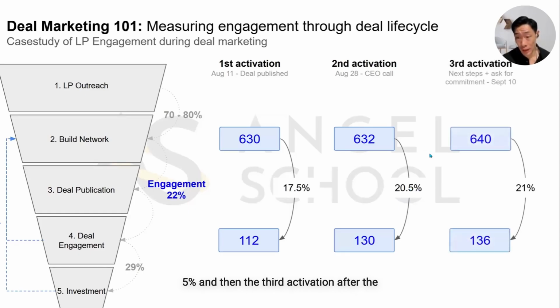And then the third activation after the founder call was to ask for commitments. We grew our pool by another 8 investors. Now we're up to 640. We got 6 more engaged investors. So now the total is 21%.